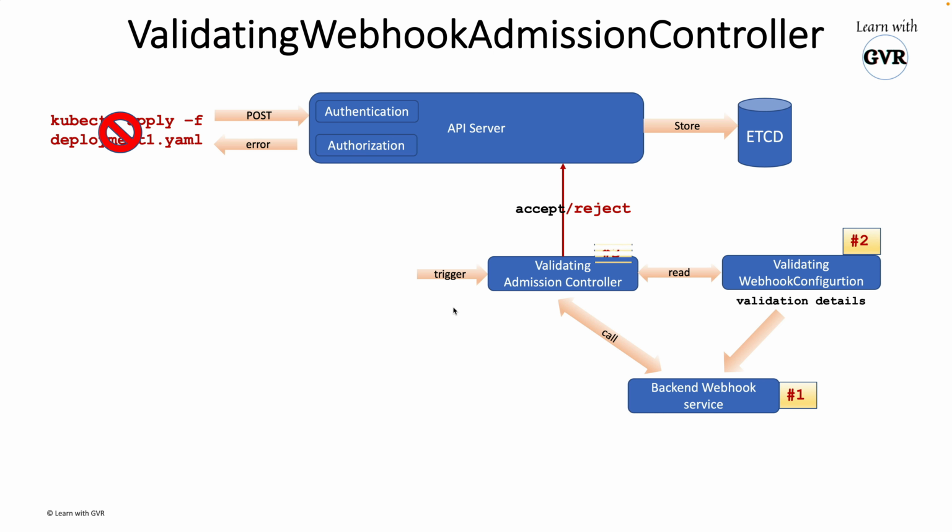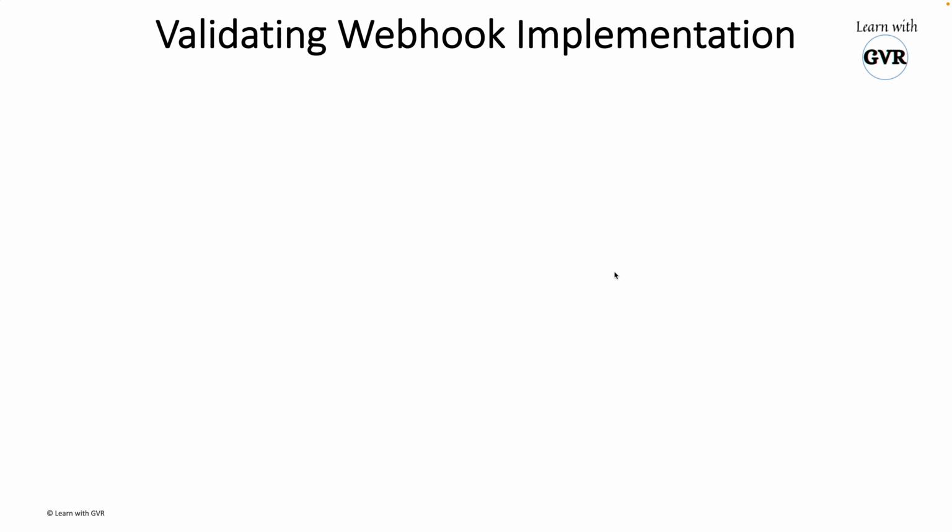Now, here are three things. One is the backend, which is the actual backend. It can be anything, internal or external. Second is this configuration. Third one is the controller. These are the three components.